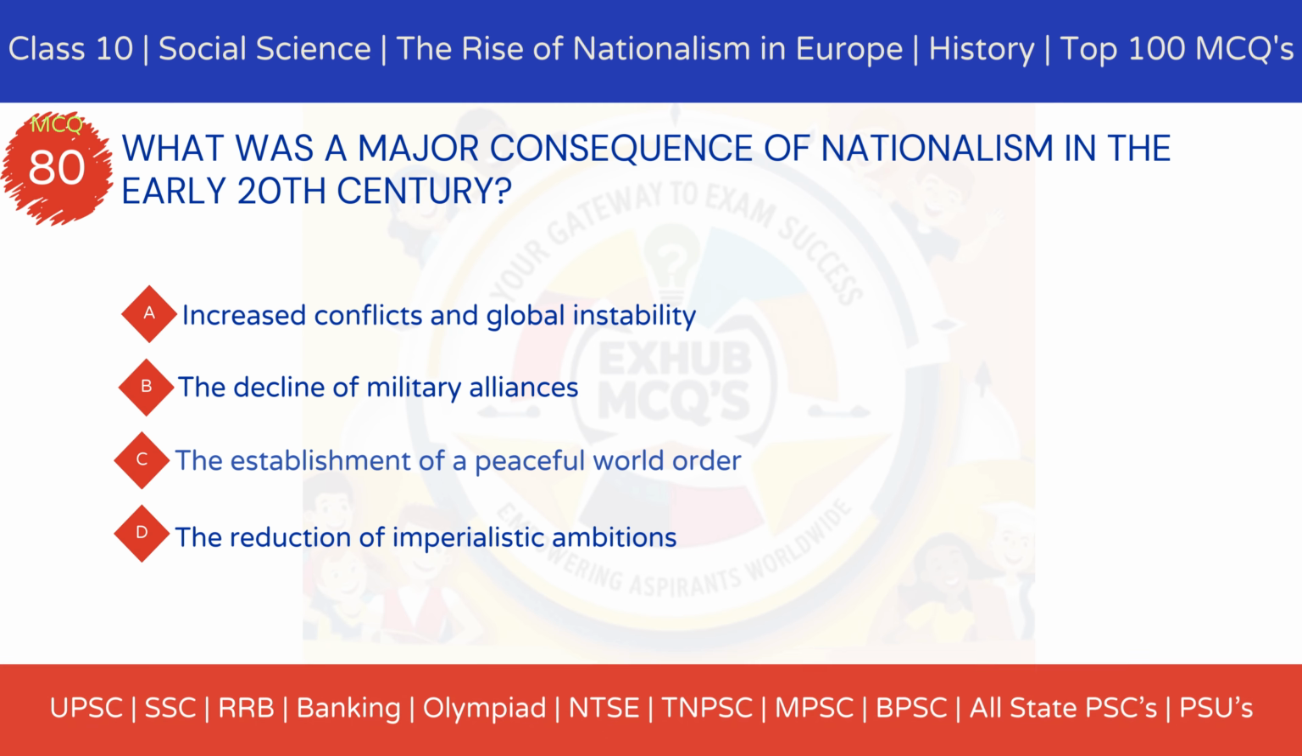MCQ 80. What was a major consequence of nationalism in the early 20th century? Option A. Increased conflicts and global instability. Option B. The decline of military alliances. Option C. The establishment of a peaceful world order. Option D. The reduction of imperialistic ambitions.